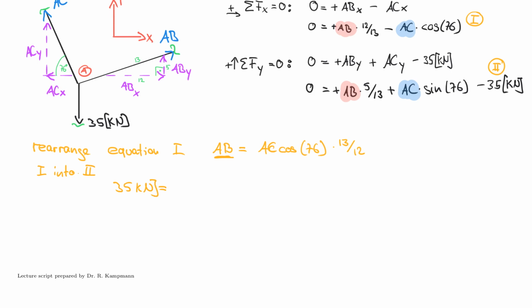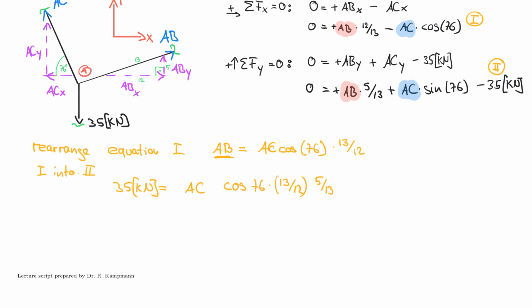And so my equation then would really read that I have 35 kilonewton. I bring this to the other side, right? This is negative in this case, so I bring it over, is equal to AB, which is nothing else than AC times the cosine of 76 times 13 divided by 12. Now be careful, often students forget that this has to be multiplied by 5/13 now. So let's go ahead and do that. Multiplied by 5/13.